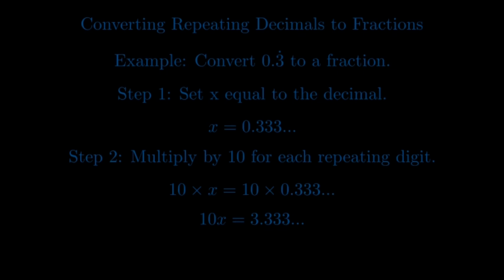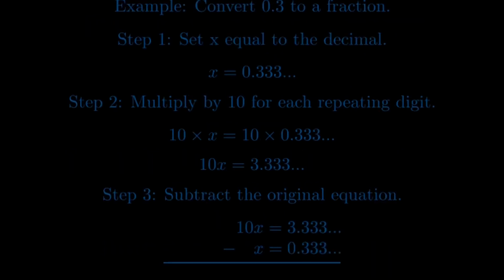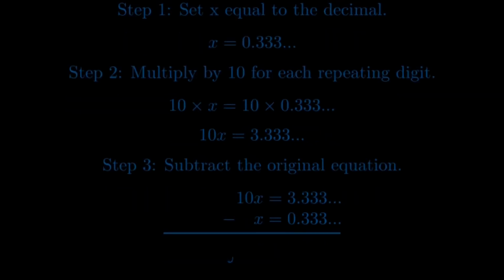10x equals 3.333. Now for step 3. We take our original equation, x equals 0.333, and subtract it from our new equation. This is the magic that makes the repeating part disappear. On the left side, 10x minus x is 9x. On the right side, the repeating point 333 minus the repeating point 333 is 0. We're left with 3 minus 0, which is just 3. So our new equation is 9x equals 3.